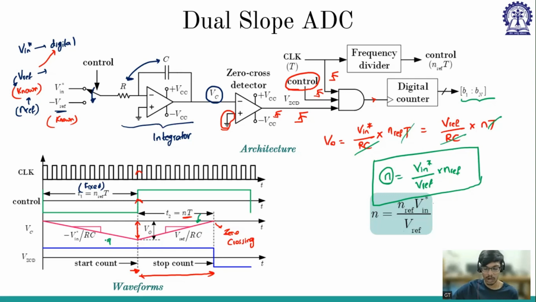You need not understand it very thoroughly, because we just wanted to make you understand what types of architectures are there. So just to summarize, we are integrating in the negative direction using the input for a fixed amount of time. After that, I am integrating in the positive direction using a fixed voltage for unknown time. I calculate this unknown time since they have the same vertical height, so I'm equating both equations. Now I'm getting N. So for given V in star, for fixed N reference and V reference, I'm getting N, which gives me the digital equivalent of V in star.